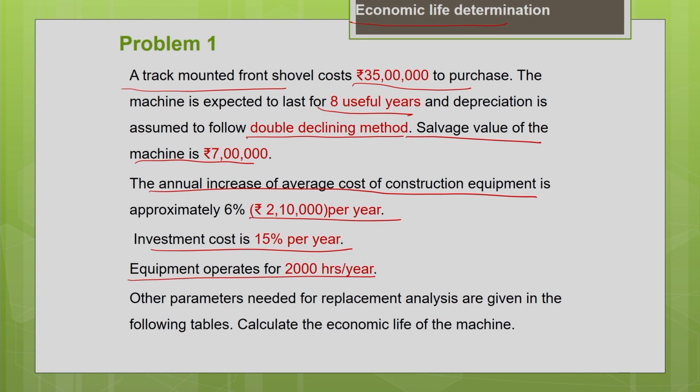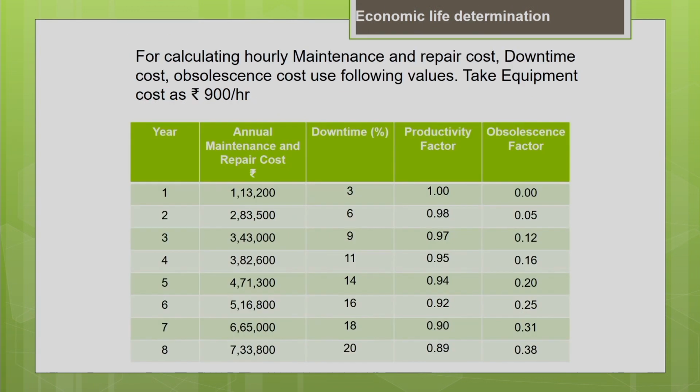The other parameters needed for the replacement analysis are given in the following tables, and we are going to discuss that. So we have to estimate the economic life of this machine. What are all the other parameters needed for the replacement analysis, which are given as the input data for this problem? Let us see. For calculating the hourly maintenance and repair cost, downtime cost, and the obsolescence cost of the machine, we have to use the following values. The equipment cost is given approximately as rupees 900 per hour.